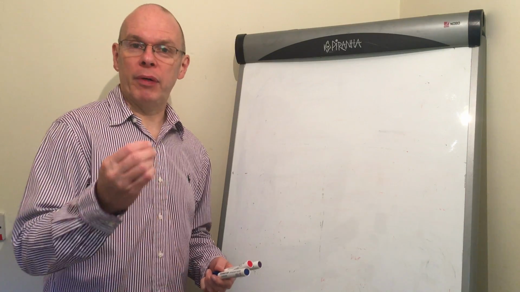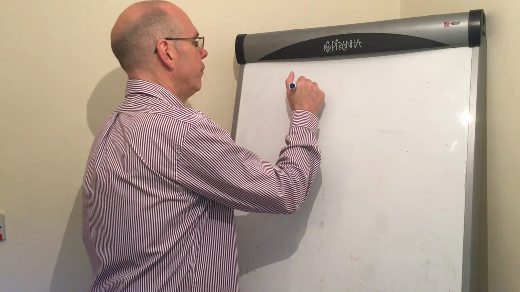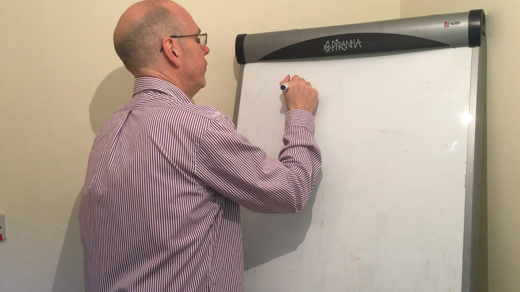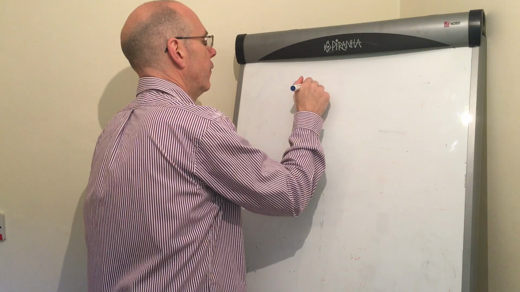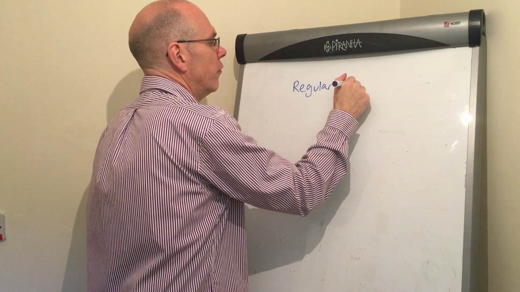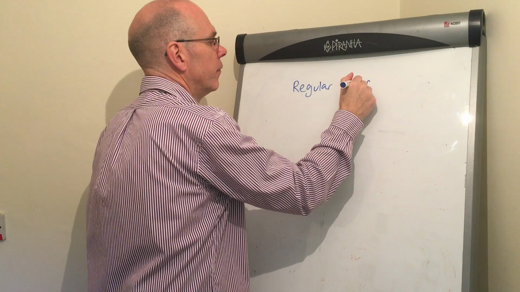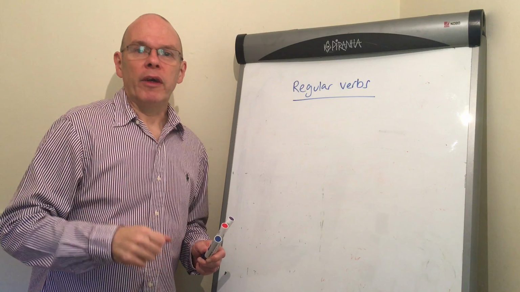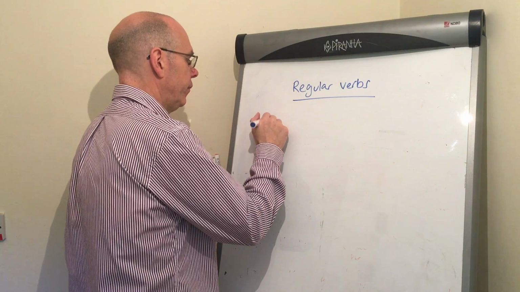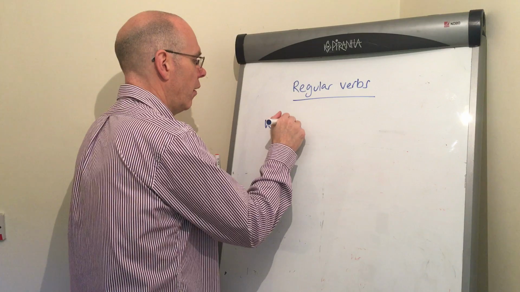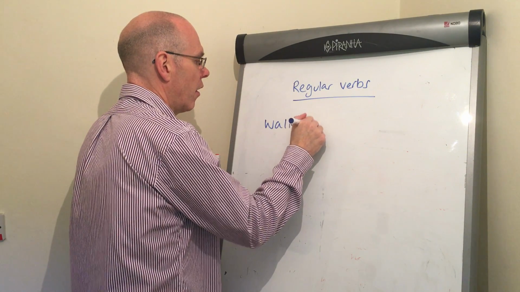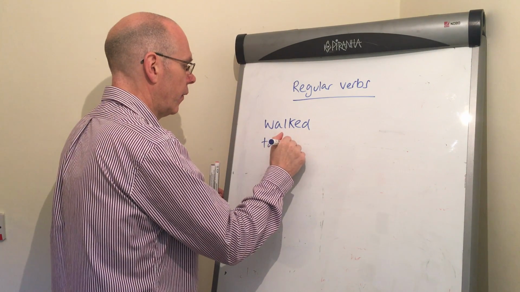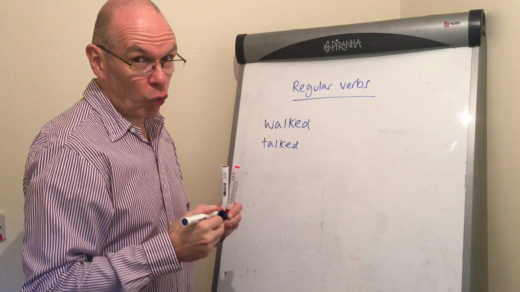Today we're going to look at pronunciation. And for this example, we're going to look at regular verbs. Regular verbs. The two regular verbs that we're going to use in this example are walked and talked.